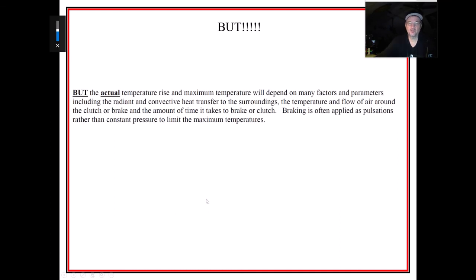Here's the big problem: the actual temperature rise will depend on lots and lots of factors, and the ones that we're doing here greatly oversimplify them. Another aspect is that braking is often applied in pulsations and not as this constant thing, because if the temperature gets too high, brakes will burn up.